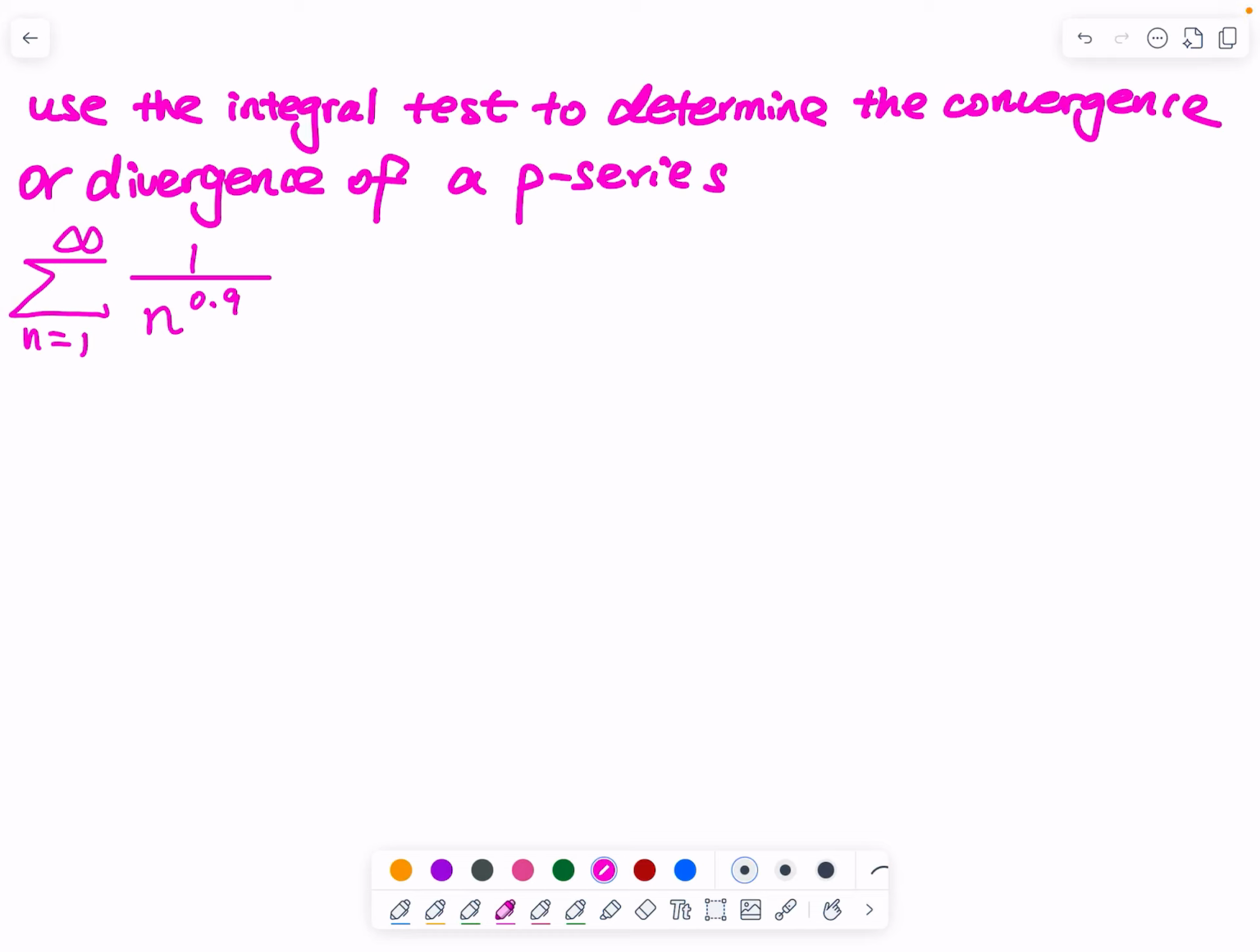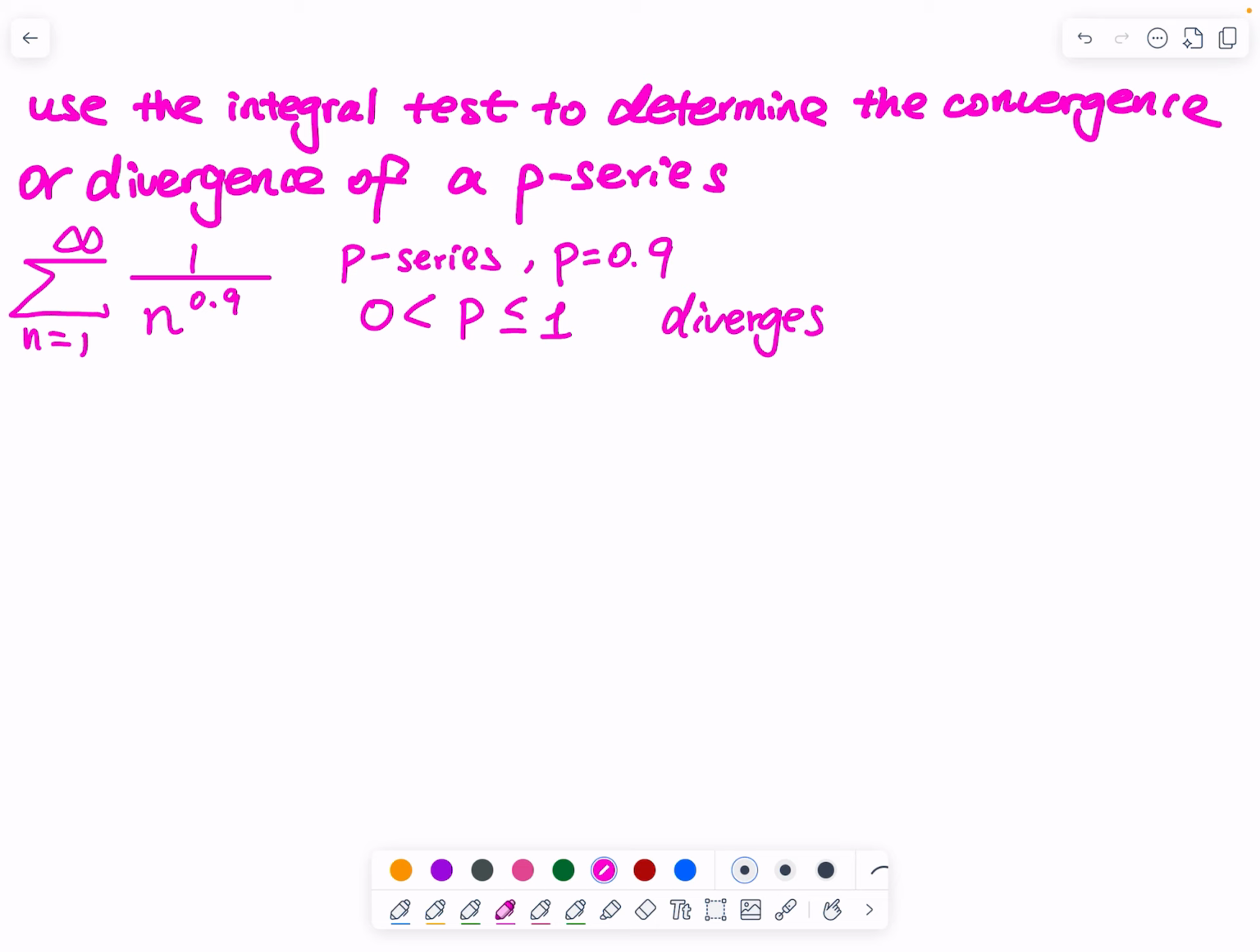Let's use the integral test to determine the convergence or divergence of a series. I have a summation from 1 to infinity, 1 over n raised to the 0.9. This is a p-series, and p equals 0.9. According to the p-series test, p is between 0 and 1, so we say the p-series diverges. That is just using the concept of a p-series.